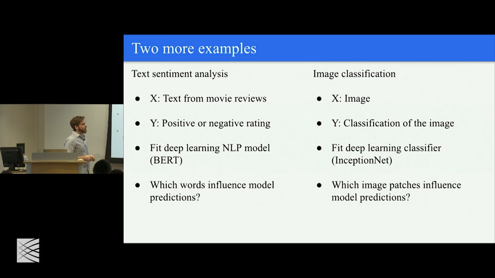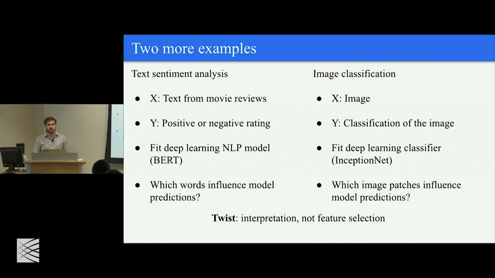And then another classic example of machine learning now is image classification, right? The model gets images and predicts whether it's a cat or a dog or an airplane, and it does that by fitting a deep learning classifier. In this case, we're talking about InceptionNet. And then you want to know which parts of the image are actually causing the model to make this prediction. This is a little bit of a twist from the two examples I gave before, because now we're talking about interpretation instead of feature selection, which is a subtle but different effect. If the model is doing something wrong, meaning that it's using some feature to predict Y that isn't associated with Y, we want to know that now, right?